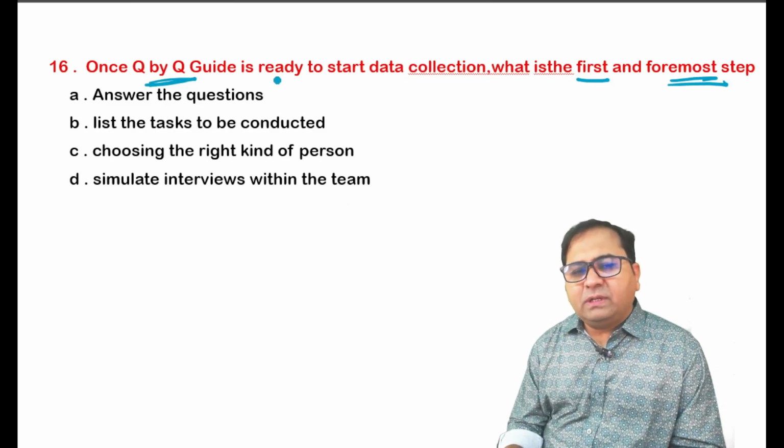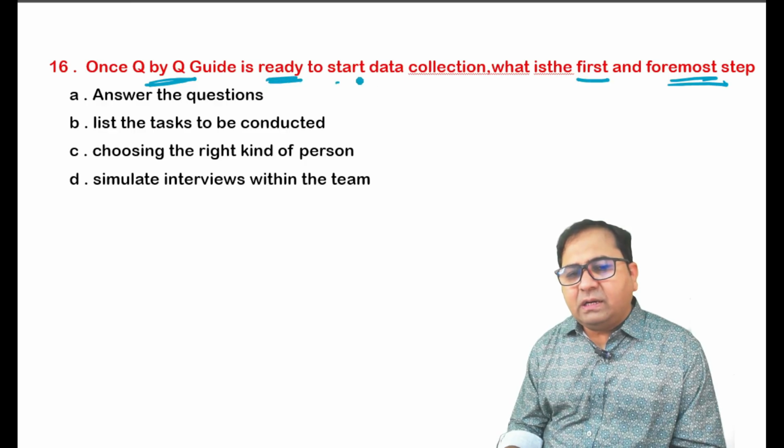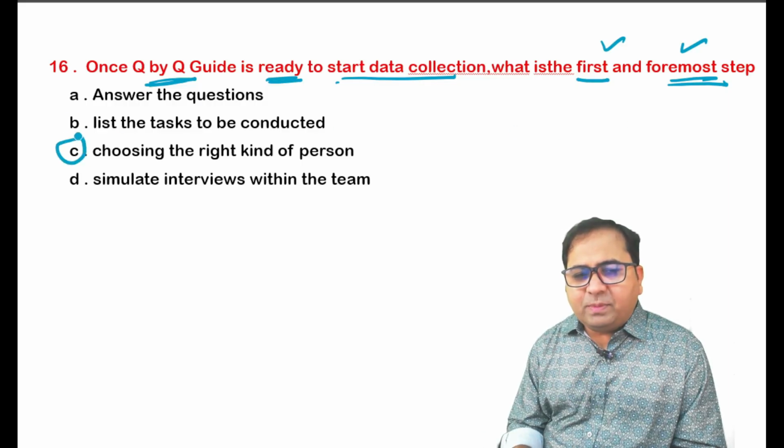Once the question by question guide is ready to start data collection, what is the first and the foremost step? The first step is always choosing the right kind of person, because the right kind of person should be handed over with the question by question guide.